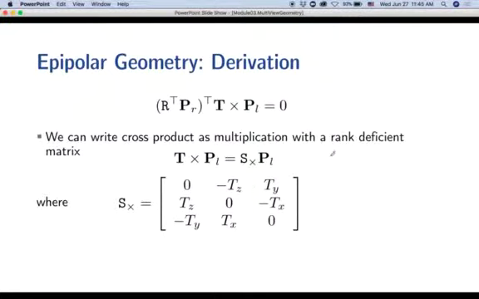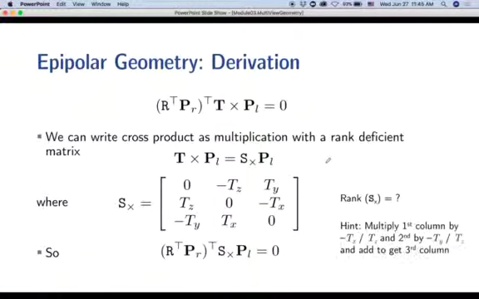And skew symmetric matrices always have a rank deficiency of 1, and I showed you that if you multiply the first column by minus tx over tz and the second column by minus ty over tz and add them up, you'll actually get the third column. So that shows you that the third column is linearly dependent on the first two columns.